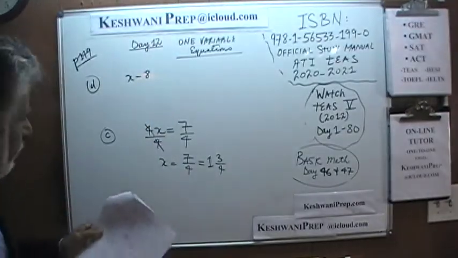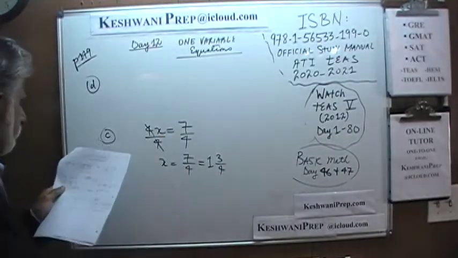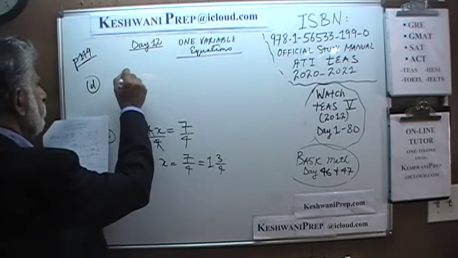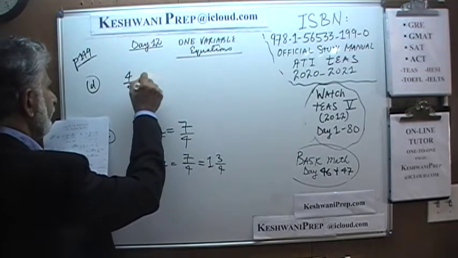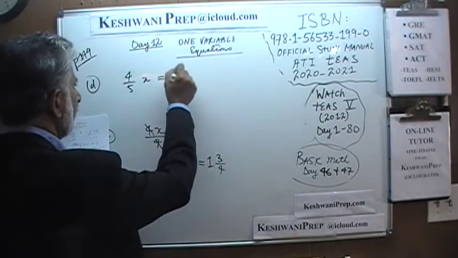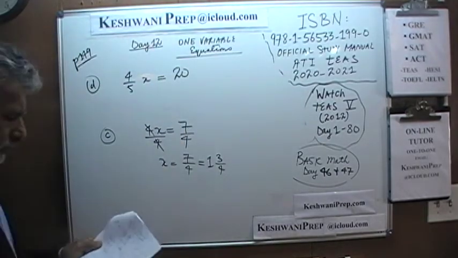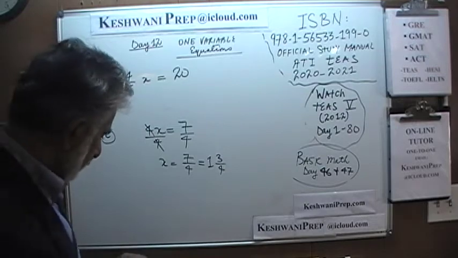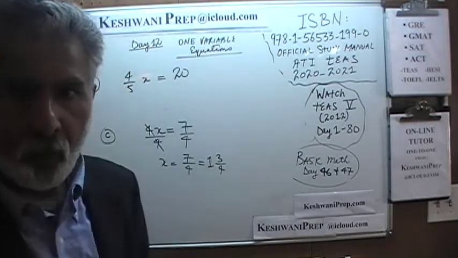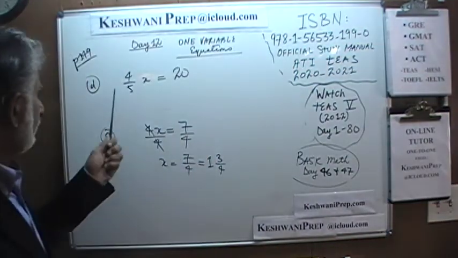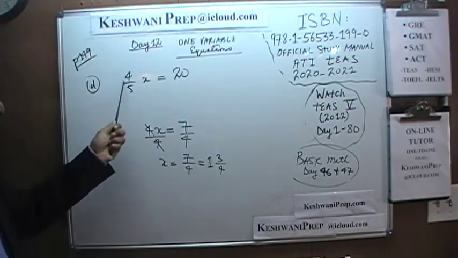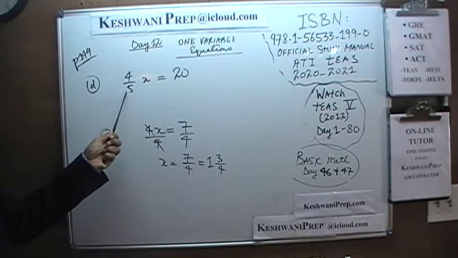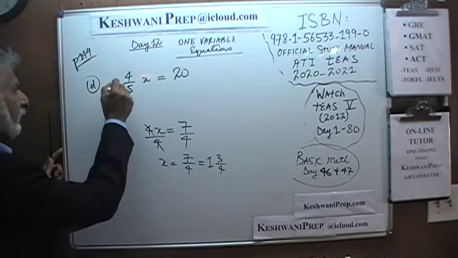Part D says four-fifths x is equal to 20. Now we want to get the x by itself. That's the whole point always. Our goal always is to get the unknown by itself. Here we have four-fifths x. How do we get rid of this four-fifths? Well, it's very easy.